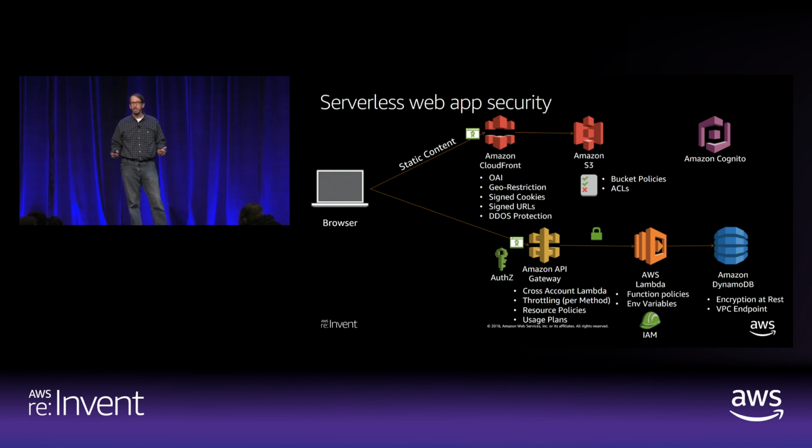Down at the bottom on the API Gateway side, there's authorizers for every single method in the API that your clients may call. So at a method level, you can make sure that people are authorized, and we'll talk about some of the strategies to do that.